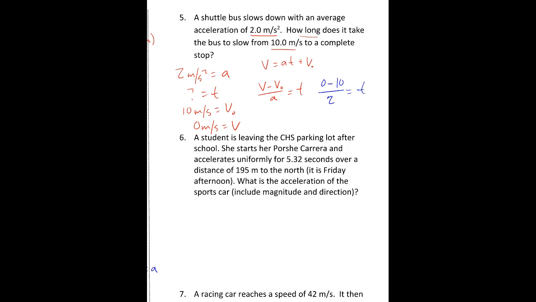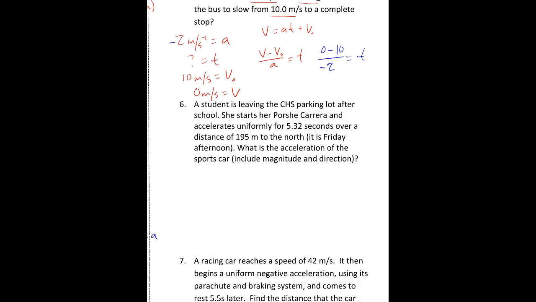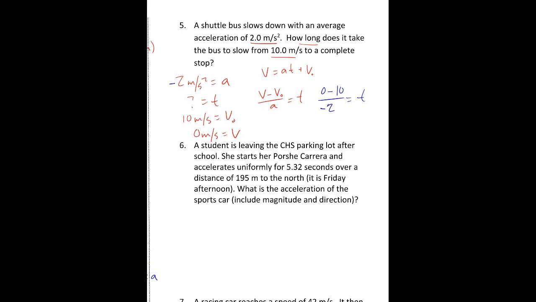So what that tells me is that I left out a negative. The acceleration is actually a negative 2. How do we know? Because he was slowing down, and since my velocity was positive, I know that I was going in the positive direction. If I'm going in the positive direction, that means my acceleration is negative. So negative 10 divided by negative 2 is 5 seconds is my time. That is the final answer for number 5.